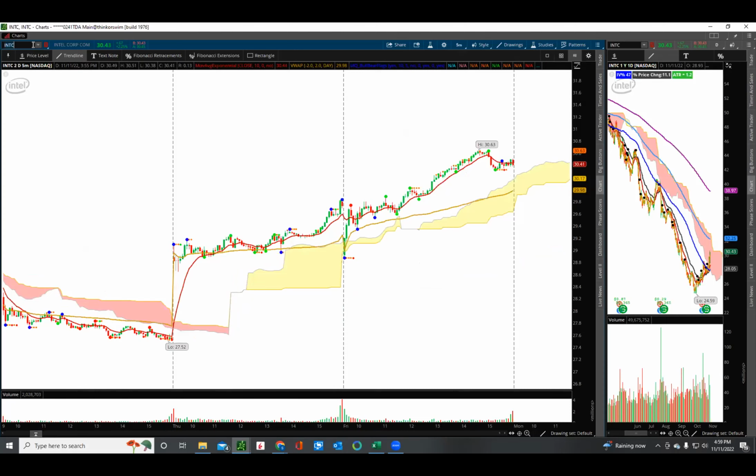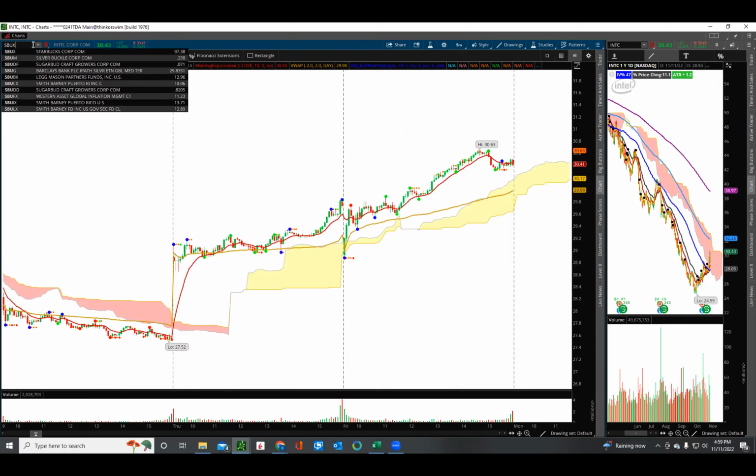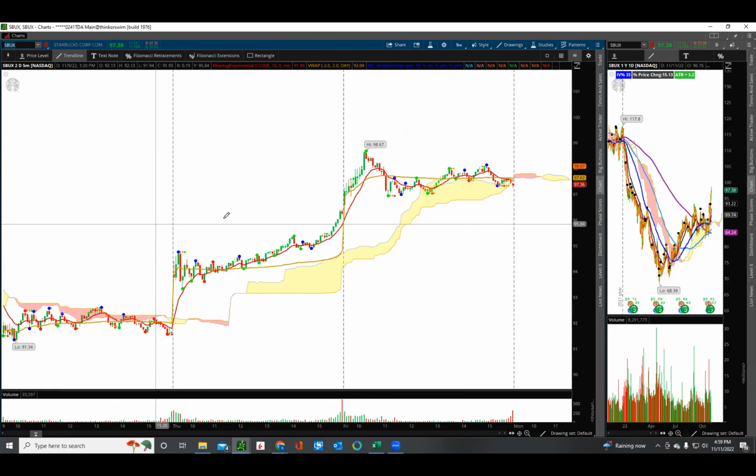Let me see if we can get something that is moving in and out through the cloud. Yeah, so here at some point, price would have been inside the cloud, and that's a neutral.